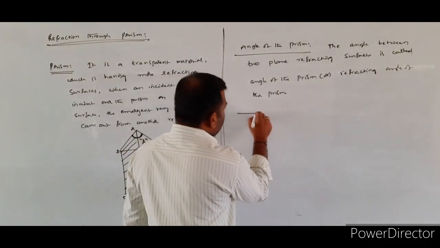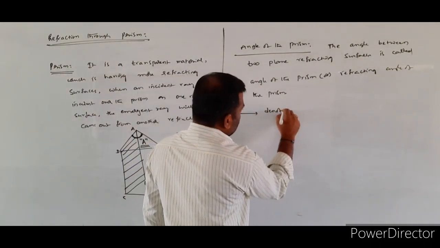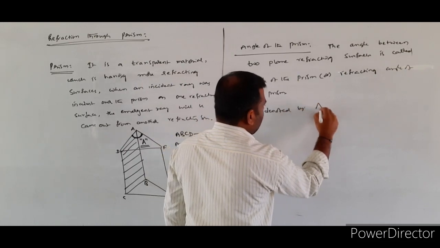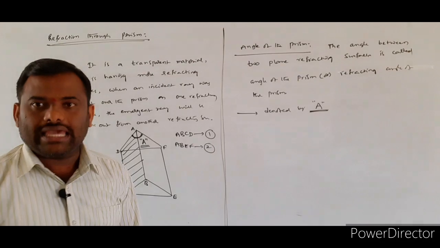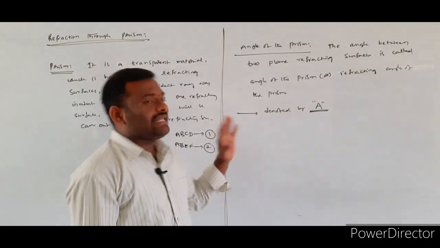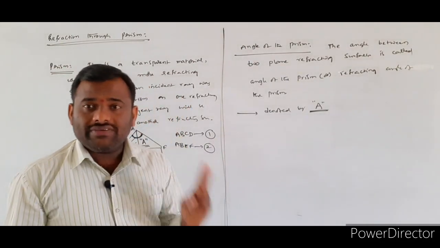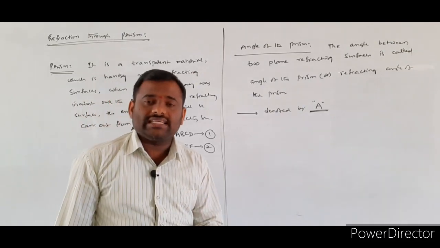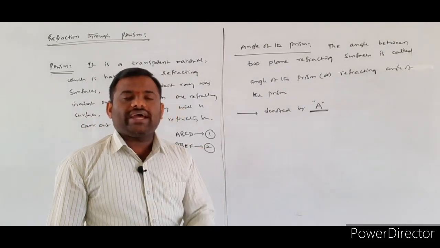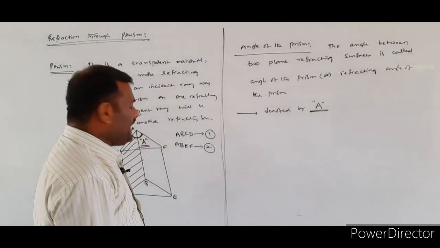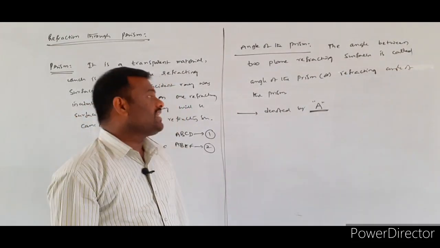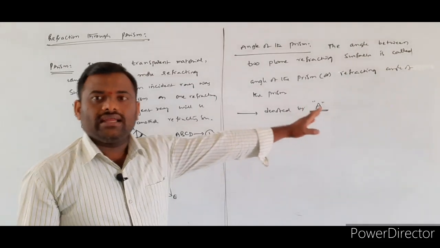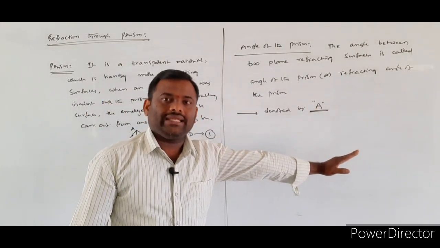Angle of the prism will be denoted by capital A. Angle of the prism is denoted by what? Capital A. So how can we define the angle of the prism? In the given prism, two plane refracting surfaces will be there, and those two refracting surfaces will be met at a line. So the angle between the two plane refracting surfaces, here we are calling as what? Angle of the prism. It is denoted by capital A.